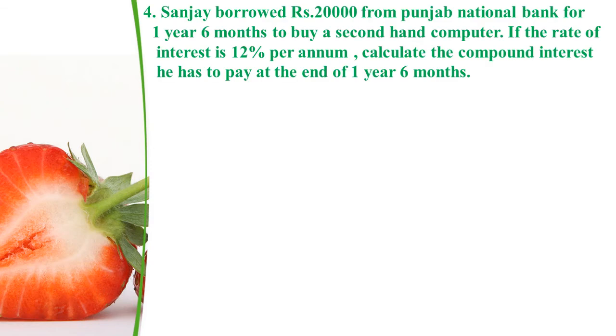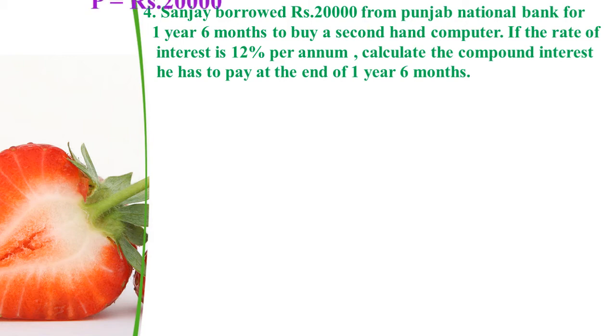Let's learn one more question. Sanjay borrowed rupees 20,000 from Punjab National Bank for 1 year 6 months to buy a second hand computer. If the rate of interest is 12% per annum, calculate the compound interest he has to pay at the end of 1 year 6 months.